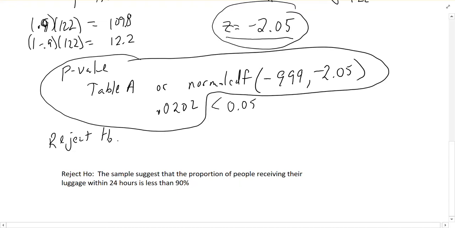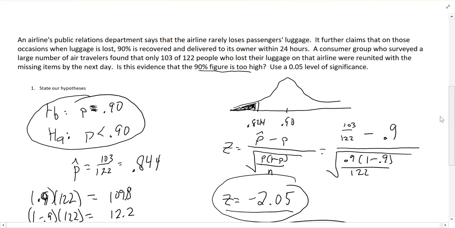And then our last step is to make our statement. So there's how to carry out a hypothesis test for one proportion. It's pretty straightforward compared to the ones we've done before, but it takes a little more work to get through.